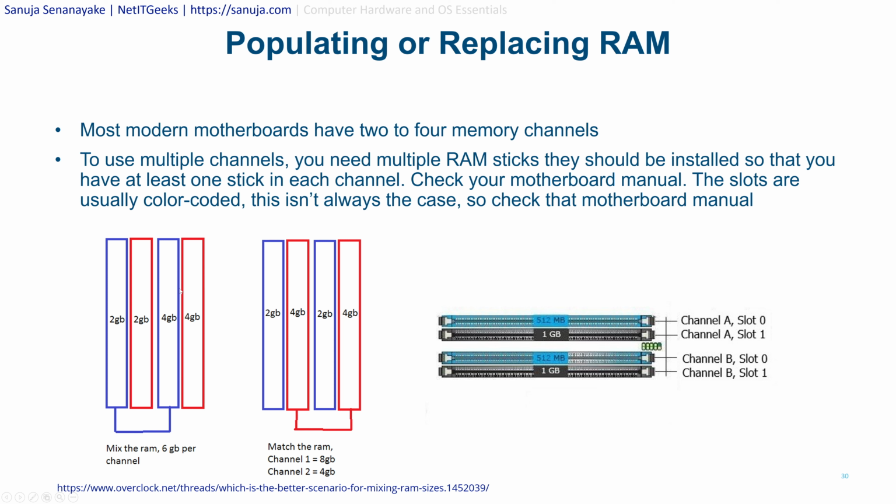On the left hand side, I found this diagram somebody made who is trying to mix and match their memory modules. So he has 2 gigabytes of RAM and 4 gigabytes of RAM, and the mixed RAM is 6 gigabytes per channel here. And here what we have is the matching RAM, where one channel has 8 gigabytes and the other channel has 4 gigabytes. So in this one, each channel has 6 gigabytes because each channel has 2 and 4. And in this configuration, he's showing that channel 1 has 8 gigabytes because we have 4 and 4, and the other channel has 4 gigabytes because we have 2 and 2. So you can populate like this if your motherboard supports it.